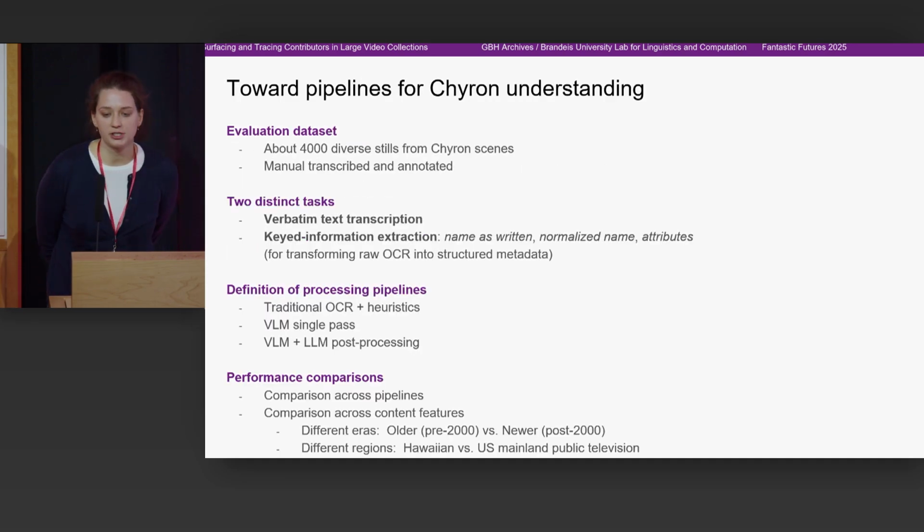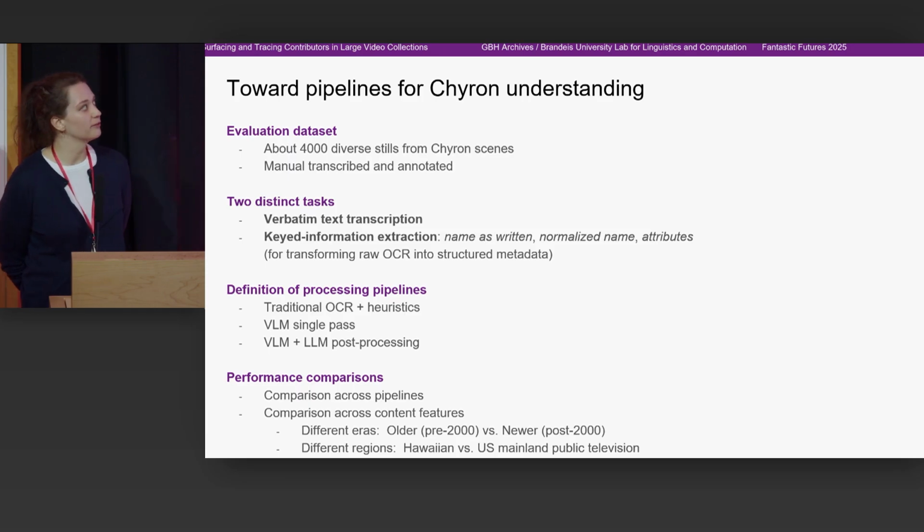Okay, so our evaluation data set consists of approximately 4,000 chyrons. These were manually transcribed and annotated. They were transcribed verbatim, what text is part of the chyron, but also with some structured text extraction. So what's the name as it's written, what's the normalized name, stripping off any titles and formatting it as last name, comma, first name, and then listing any attributes.